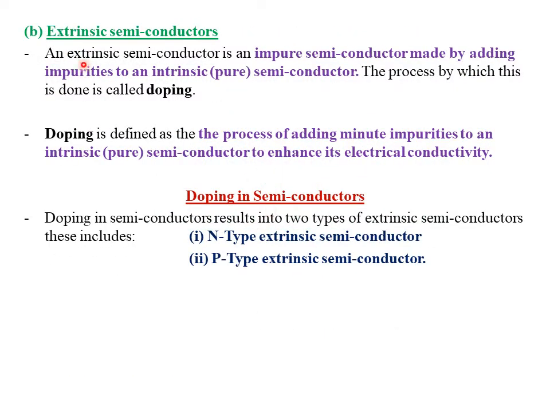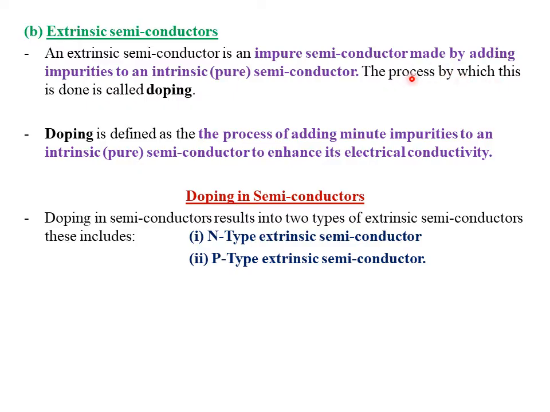Next, we look at the second type of semiconductor, which is called an extrinsic semiconductor. Now, what is an extrinsic semiconductor? An extrinsic semiconductor is simply an impure semiconductor made by adding impurities to an intrinsic semiconductor, or a pure semiconductor, in order to enhance its electrical conductivity.